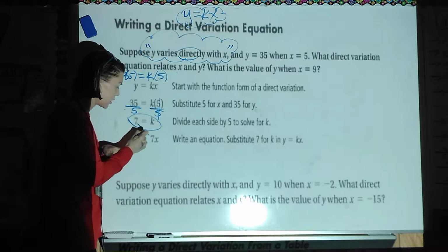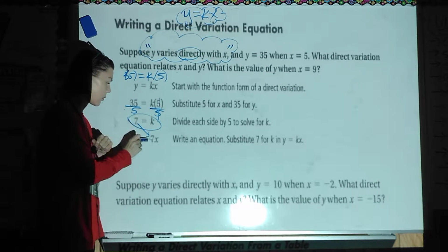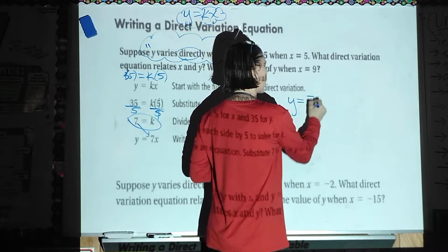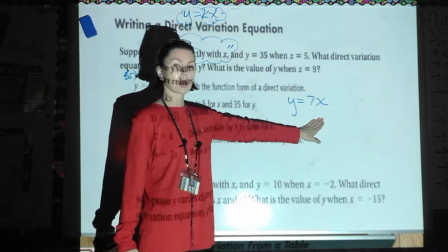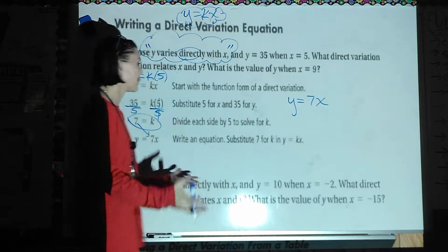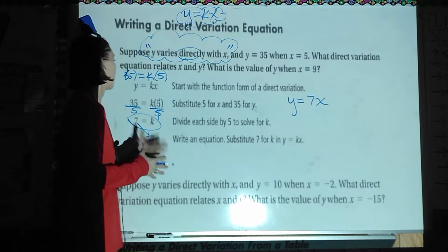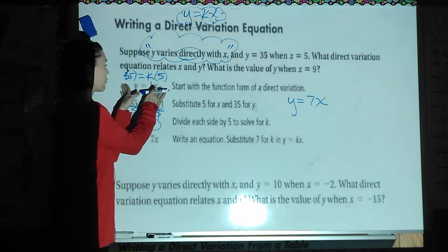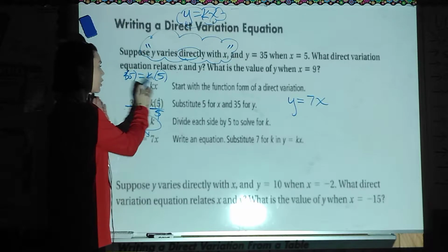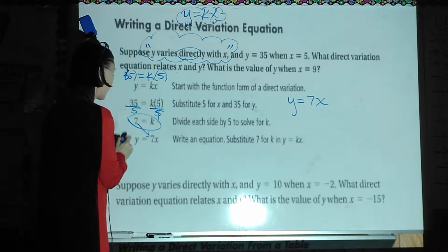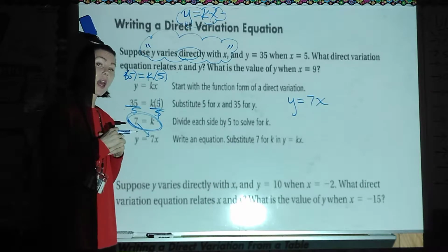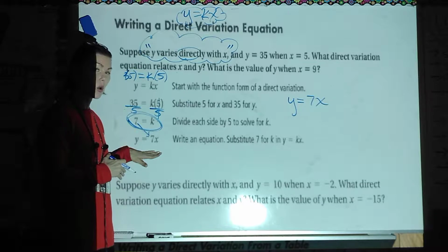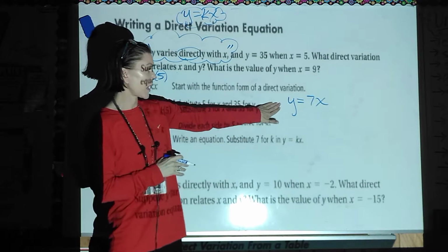So we're going to substitute our constant in for k. So here we go. We have y equals 7x. This is our equation, y equals 7x. How did we do it? Step 1, write the formula y equals kx. Step 2, rewrite it with the empties. Plug in your x and your y and solve for k. Here we are, we solved for k. Then you write your direct variation equation, y equals 7x, which is what we have over here.